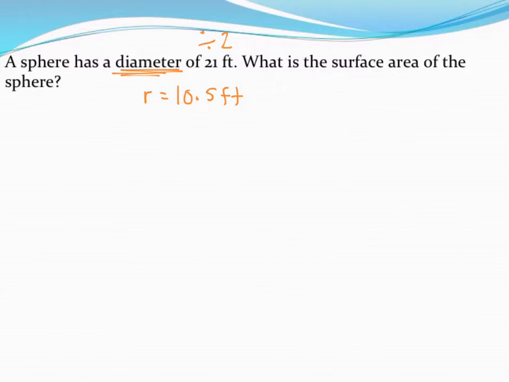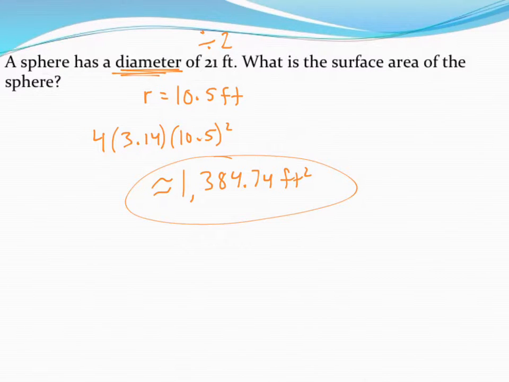From there, same formula. Let's go ahead and just get the approximate answer this time. So 4 times 3.14 times the radius squared, 10.5, gets me an approximate surface area of about 1,384.74 feet squared for my approximate surface area.